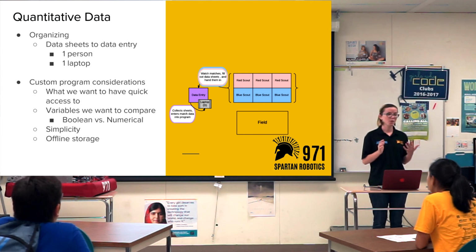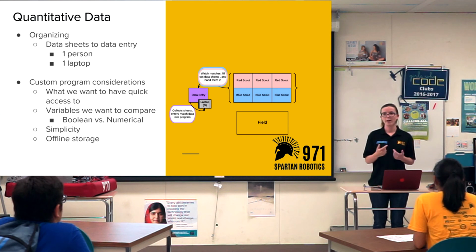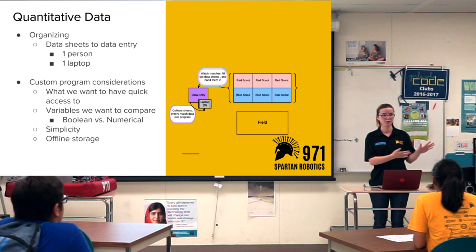And we have this custom program. It's just a simple Python program. It basically has boxes for each point of data, and you just type them in, hit submit, and it goes off into our data sorting thingy.